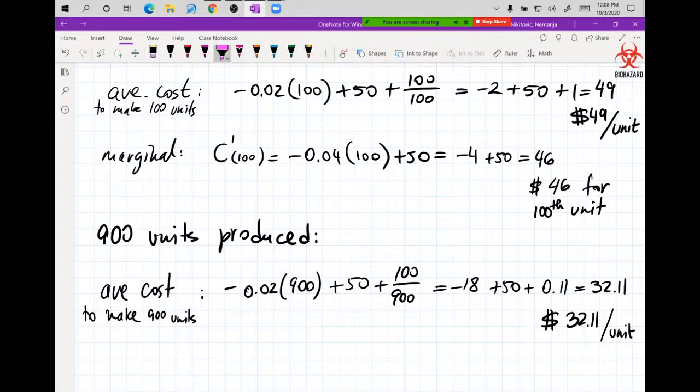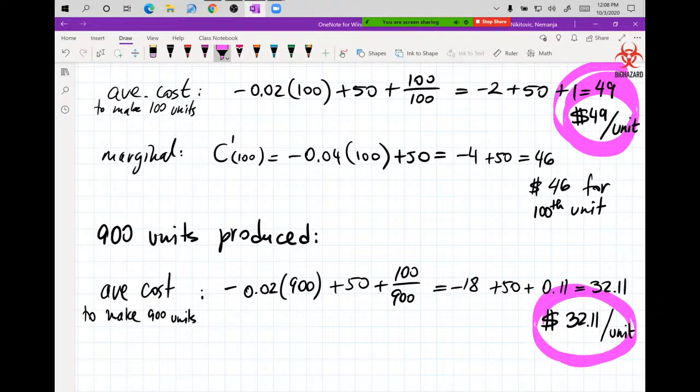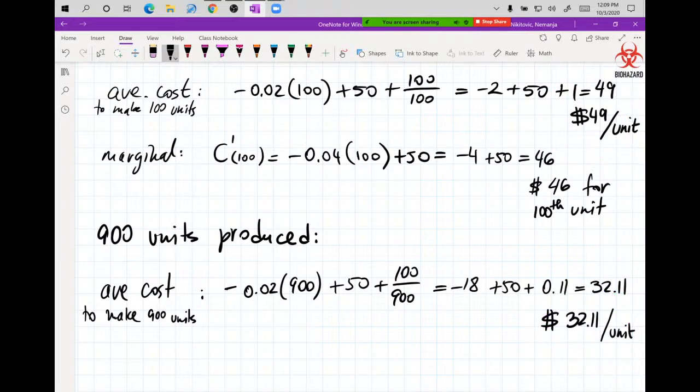If I want to make 100 units, it costs me 49 per unit. If I want to make 900 units, it costs me 32 per unit. Do we understand bulk buying and the deals now a little bit better? The cost of production and the cost of making things goes down the more you make, right? Because we went from 100 to 900, and look what happened with the average price.